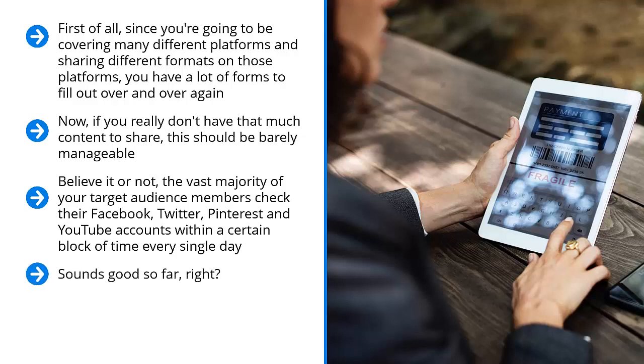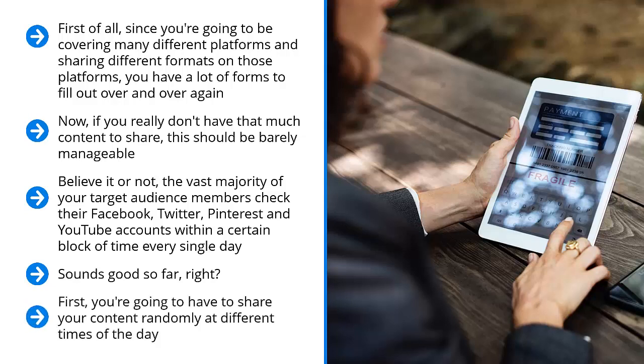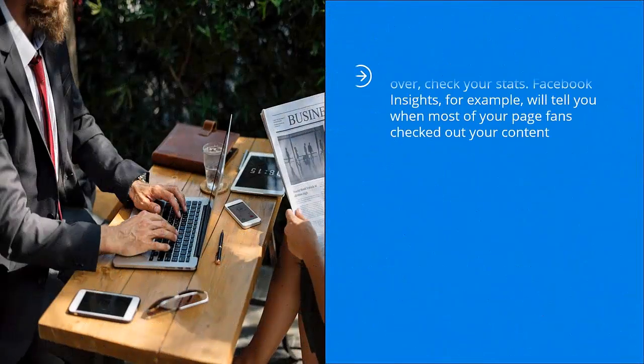Sounds good so far, right? Well, here's the problem. Different audiences have different time preferences. How would you know? This is where experimentation comes in. First, you're going to have to share your content randomly at different times of the day. As much as possible, share content every hour. Set your content automation tools to publish every hour. Let this run for about a week or two. After the experimental period is over, check your stats. Facebook Insights, for example, will tell you when most of your page fans checked out your content.